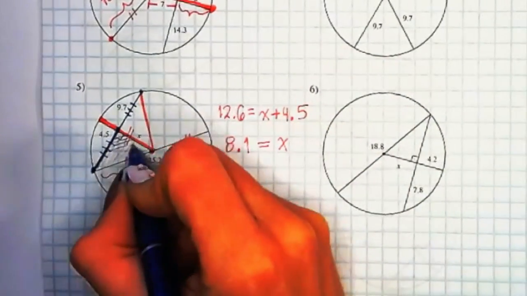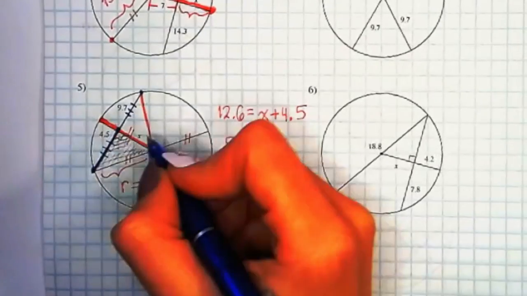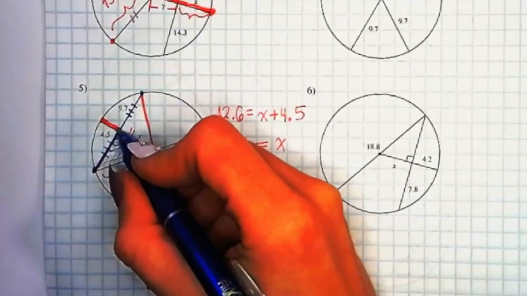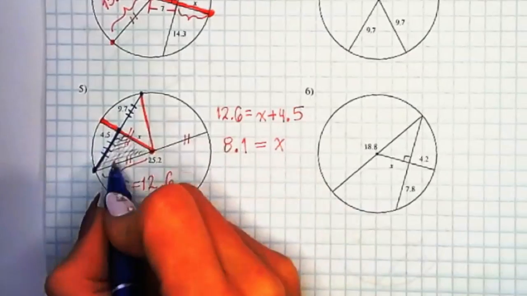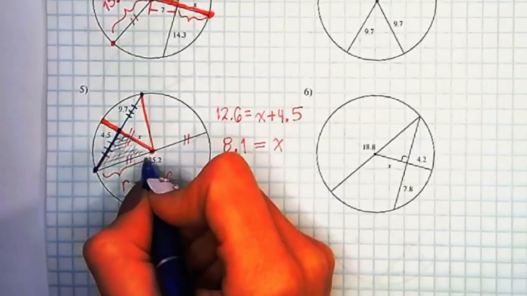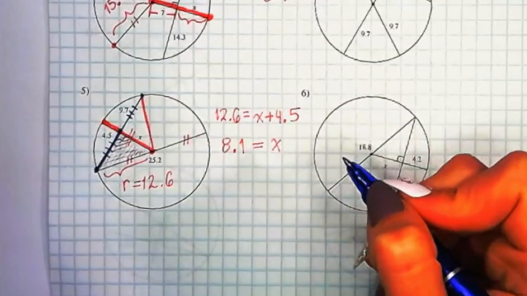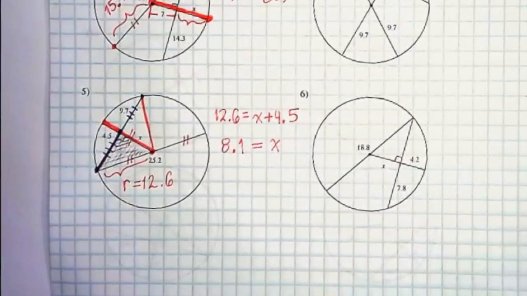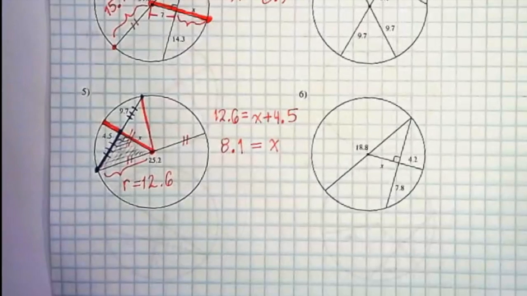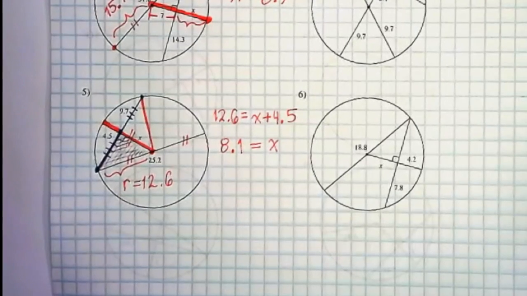Now, the Pythagorean theorem could be done on this triangle. x squared plus 9.7 squared equals 12.6 squared, and you'll get the same answer either way, that x is equal to 8.1. Those are the first 3 examples on this worksheet.